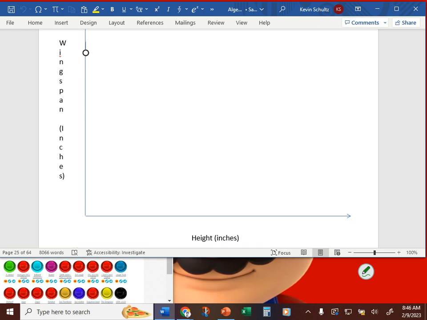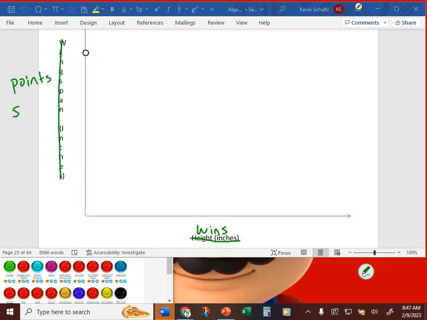Now, anytime that we go to make a graph, we have to make sure that we're being intelligent. We have to make sure that we're making a graph that's going to be easy to read and accurately represents the data, okay? So instead of heights, I want you all in your binder on this page to replace height with wins. Okay? And then replace wingspan with points scored. Okay? Replace height with wins and replace wingspan with points scored.